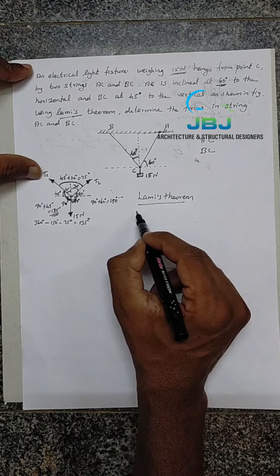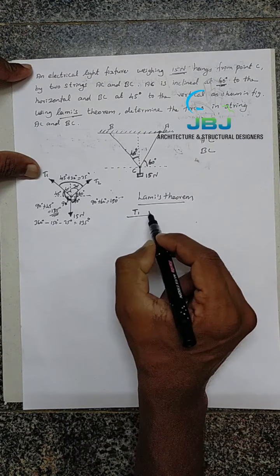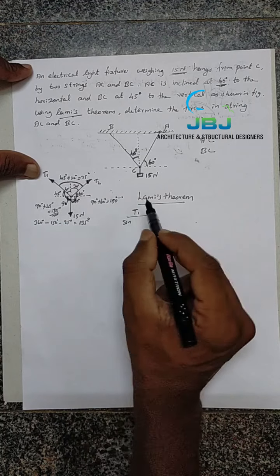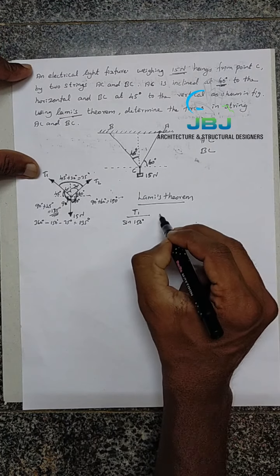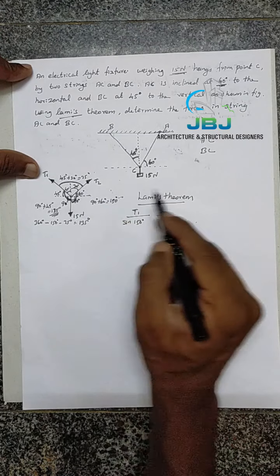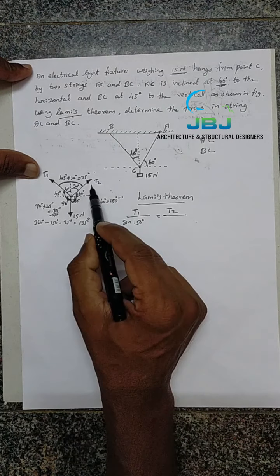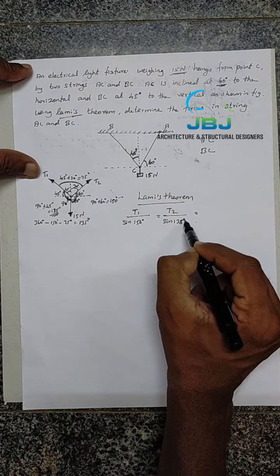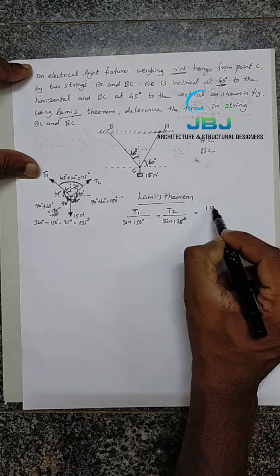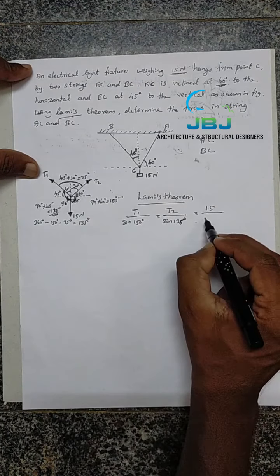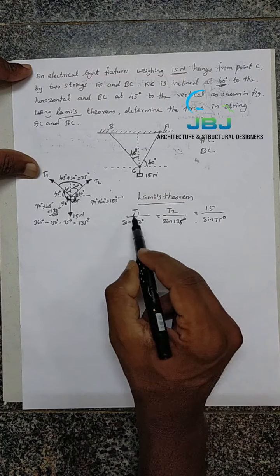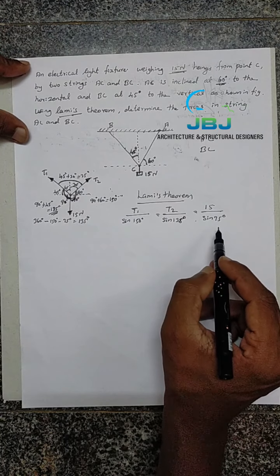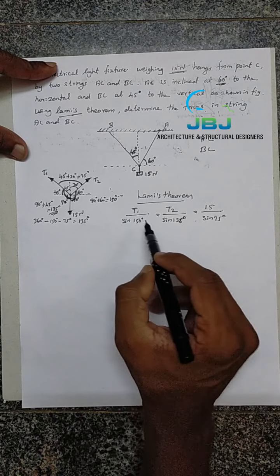Here, this is T1. As I said before, the force divided by the sine of the opposite angle. So this is T1 divided by sine of the opposite angle. This 150 is the opposite angle, sine 150 degrees, equal to T2 divided by the opposite angle, sine 135 degrees. Third, you know this force, right? 15 divided by the opposite angle, sine 75 degrees. Clear? T1 divided by sine 150 equals T2 divided by sine 135 equals 15 divided by sine 75.